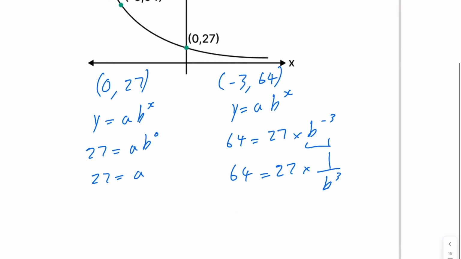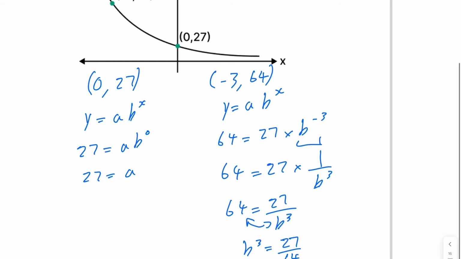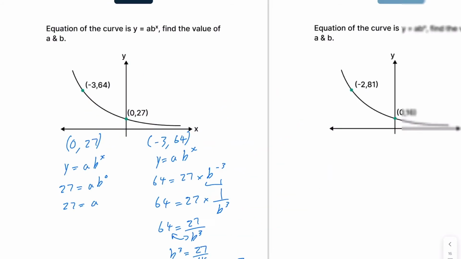Now what does that mean? That means I can write this as 64 is equal to 27 over b cubed. I can move the b cubed to that side and the 64 to this side. So that means b cubed is equal to 27 over 64. Now if I cube root both of these, we can say that b is equal to the cube root of 27 over the cube root of 64. And the cube root of 27 is 3 and the cube root of 64 is 4. And that is your answer there.